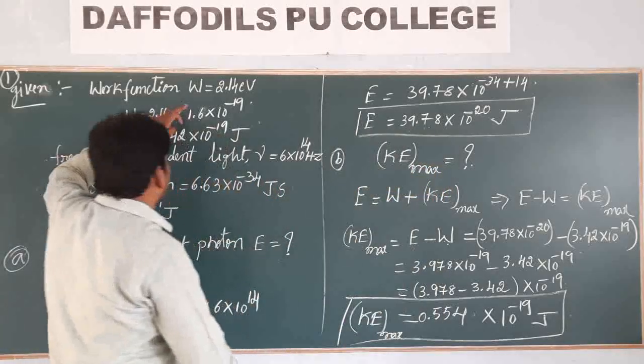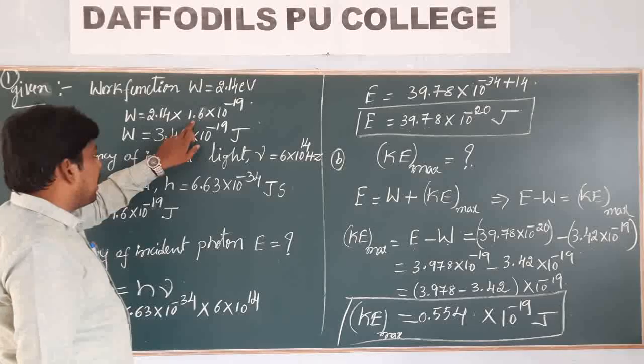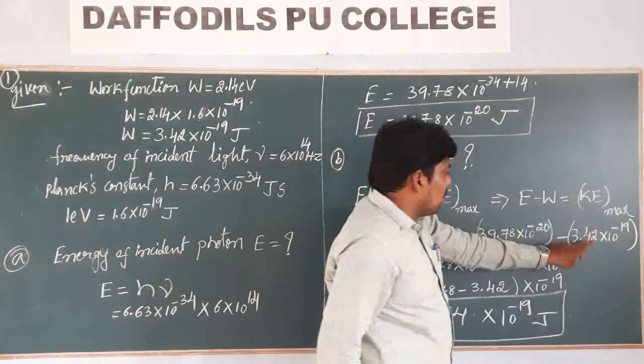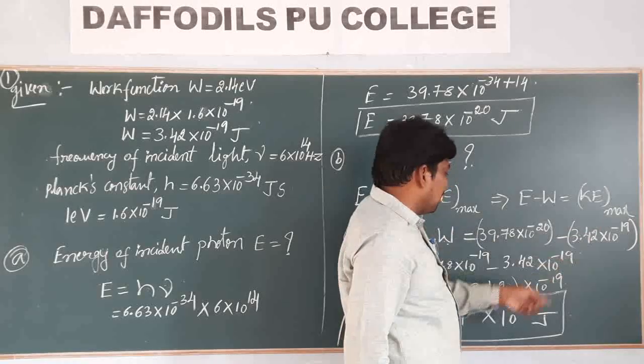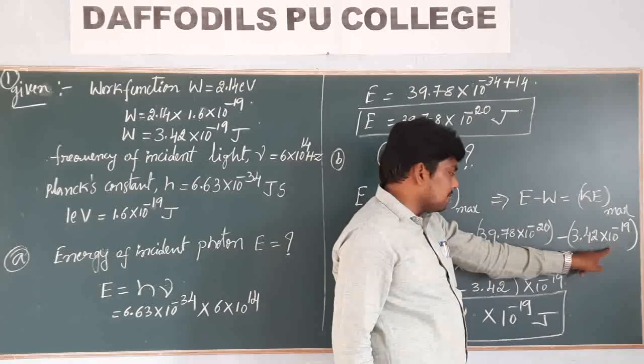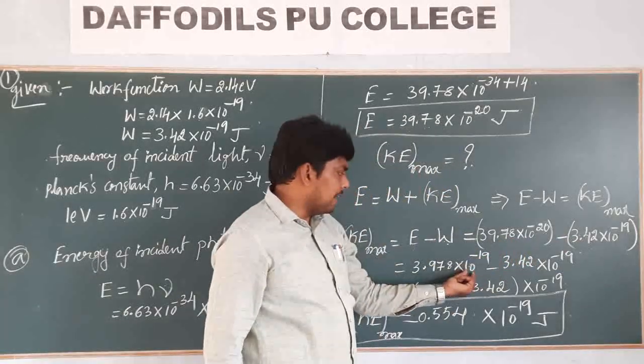So here we have converted the work function from electron volt to joule, just by multiplying by the value 1.6 into 10 to the power minus 19. Now here we have substituted the work function value and also the energy value. Here 10 to the power minus 20 is there, 10 to the power minus 19 is there, so we have taken this one in terms of 10 to the power minus 19.